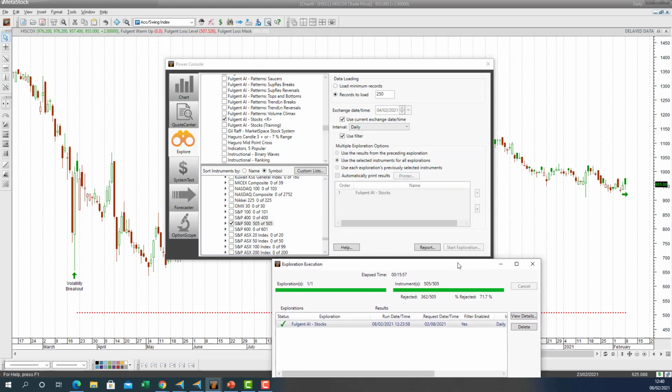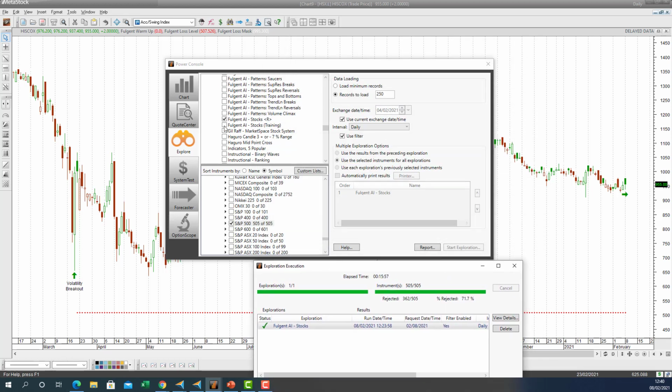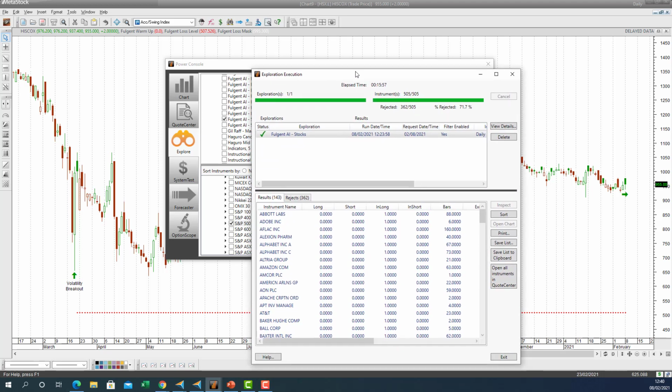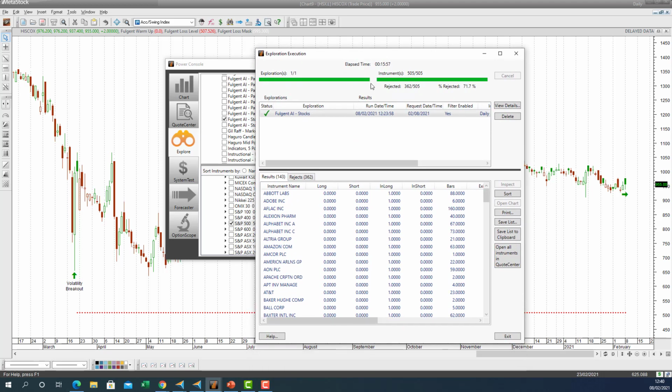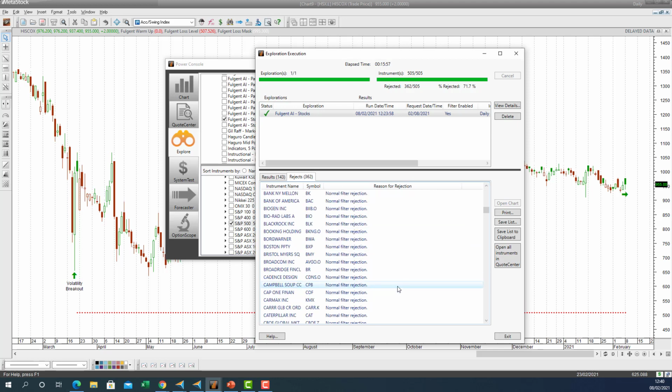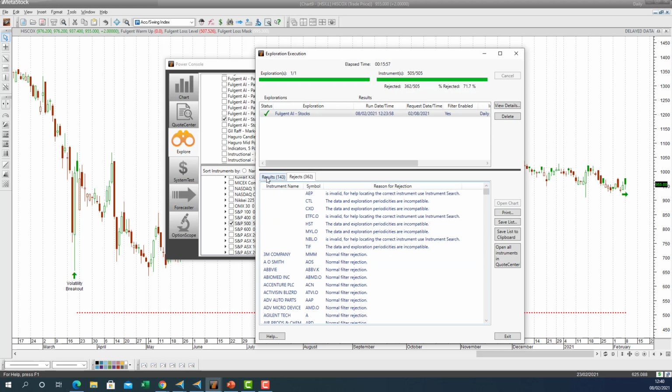So I've got the Metastock Fulgent AI open. I've clicked under Explorer, the Fulgent engine, and I then clicked the SP 500 constituents and ran the scan, and it took about 15 minutes to run through the entire SP 500 to come up with some hot new AI generated trading ideas. There's quite a lot where there was a normal filter rejection, nothing recent in terms of that.